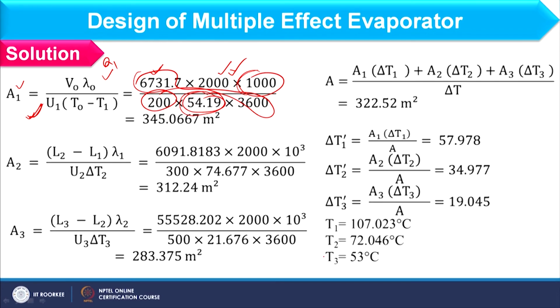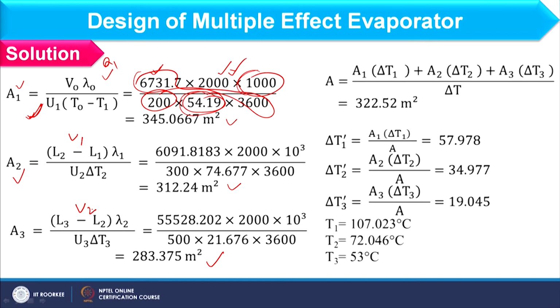54.19 is the temperature difference, and so you can find out area of first effect as 345.07 meter square, right. In similar line you can find out A2 as 312.24 meter square, and A3 which is coming out as 283.375. Okay. So, here basically you should consider V1 and here you should consider V2.